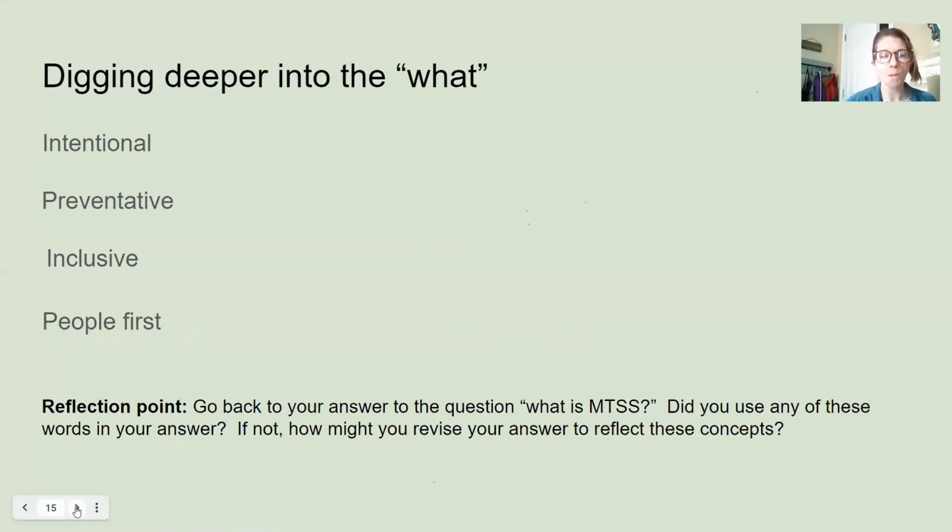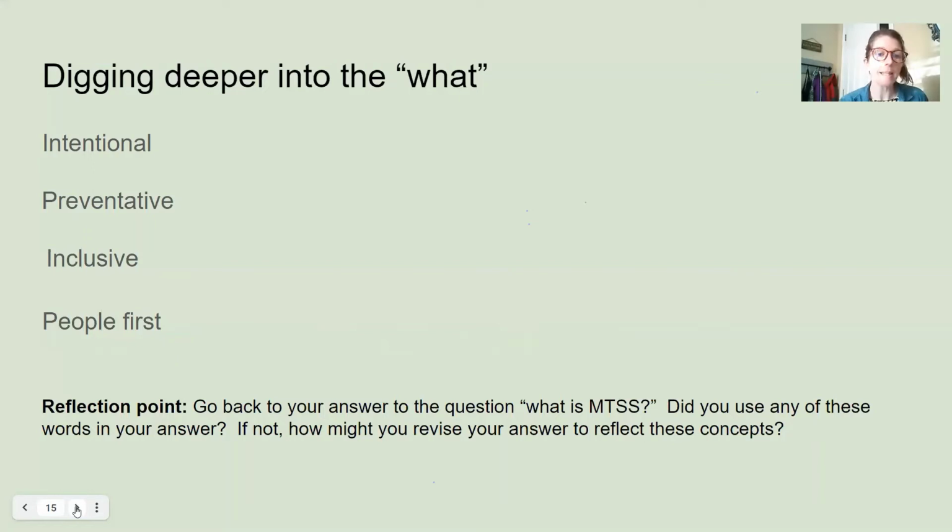And so I'm going to throw out 4 words to you. And then I'm going to have you take a quick reflection point and go back to your original question of what is MTSS and what you answered, and ask yourself, did you use any of these words in your answer? And if not, how might you revise your answer to reflect these concepts?